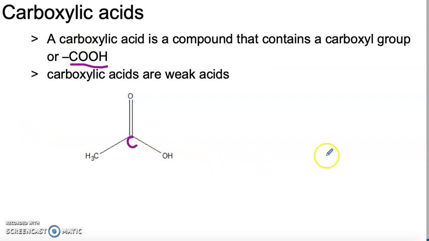Give me a second. Okay, so anytime you see the C double bond O bond OH, you have what we call a carboxylic acid. So as the name suggests, these are all weak acids, okay?